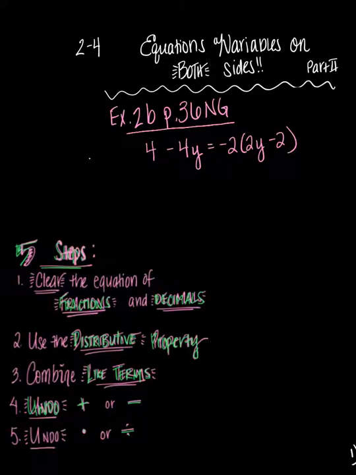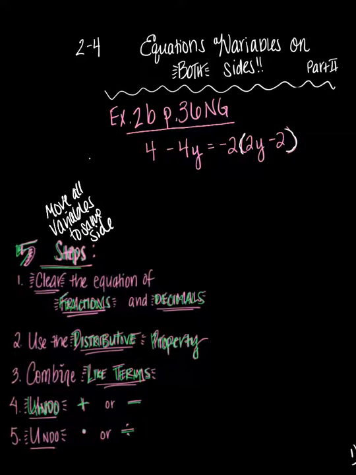4 minus 4y equals negative 2 times the quantity of 2y minus 2. This one's a little bit more complicated. So I reminded you of what we did last time with the 5 steps to solving a multi-step equation. That's this stuff down here. Okay, take a look at those. The first thing we have to do before we can even look at doing those steps is we have to move all variables to the same side. All right, that's the one exception to this.